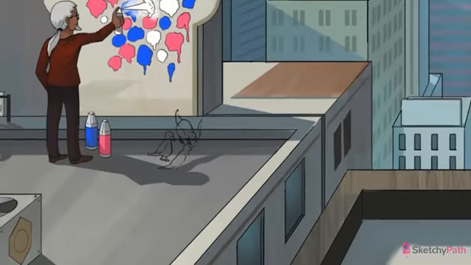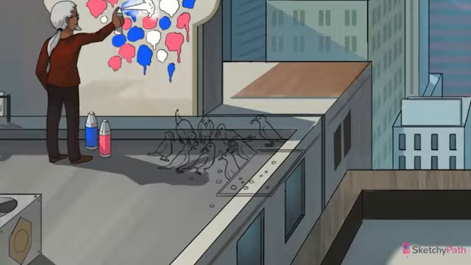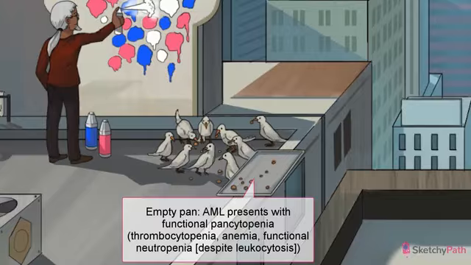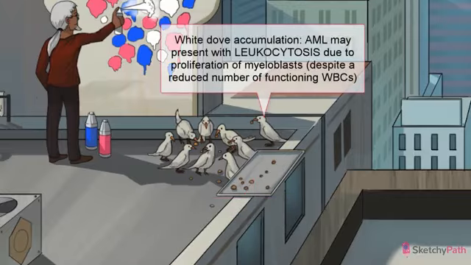Clinically, the name of the game when it comes to AML is cytopenia of one or usually multiple cell lines. At Sketchy, an empty pan symbolizes a complete pancytopenia. But here, let it remind you that multiple cell lines can be affected. Think thrombocytopenia and anemia. Now, the overall white blood cell count may actually be high due to the proliferation of all those myeloblasts we mentioned. But for all intents and purposes, there's a functional neutropenia.